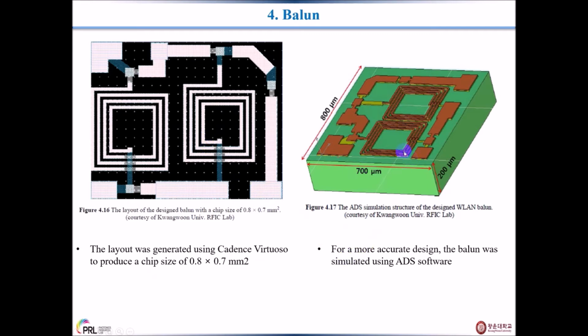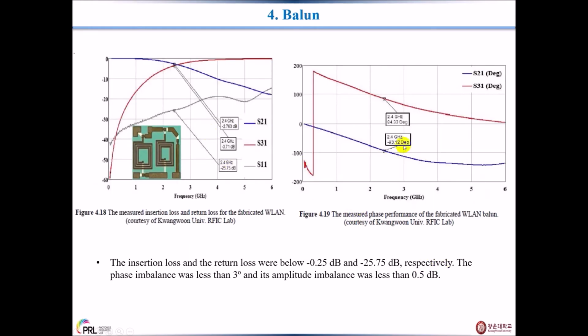And this one is the overall simulated structure of the WLAN balun using ADS software, and these are the results. The insertion loss and the return loss were below 0.25 dB and minus, which we can see in these two sections and here also. Respectively, the phase imbalance was less than 3 degrees and the amplitude imbalance was less than 0.5 dB.